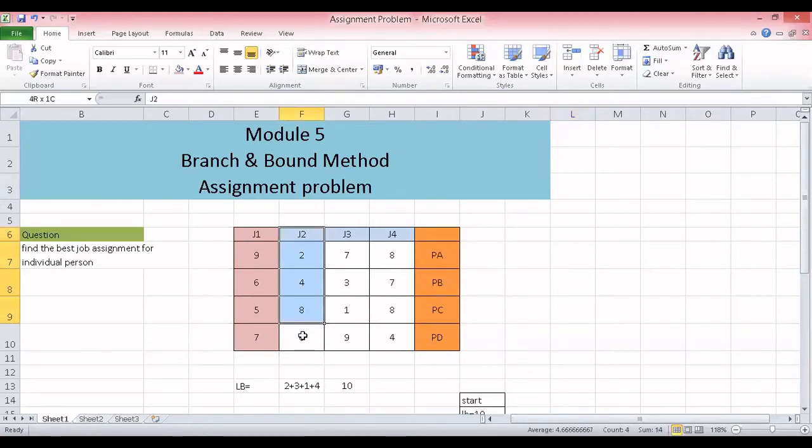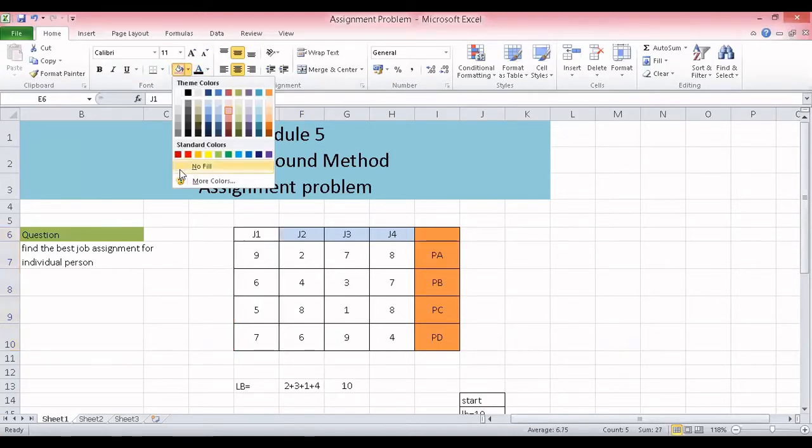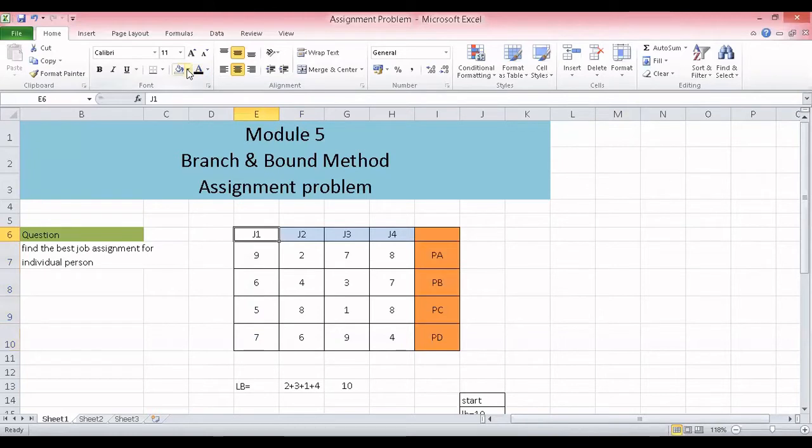Suppose you come to the second column, in a similar way. Person A is demanding 2 rupees to do job 2. Person B is demanding 4 rupees to do job 2. Person C is demanding 8 rupees to do job 2. Person D is demanding 6 rupees to do job 2. Similarly it goes for job 3 and job 4 also. Each person has a variation in the amount they are demanding.